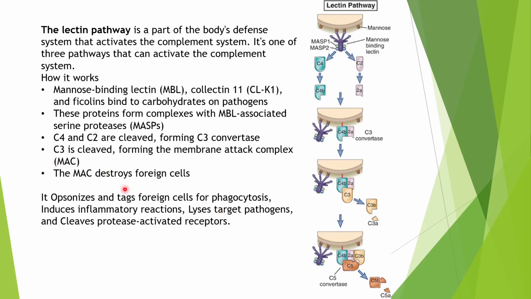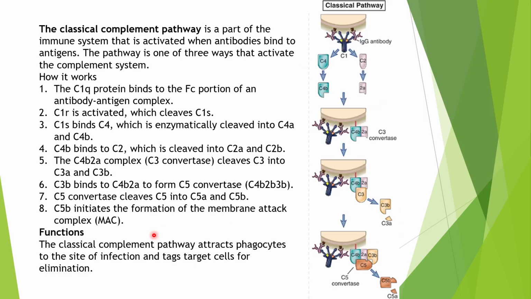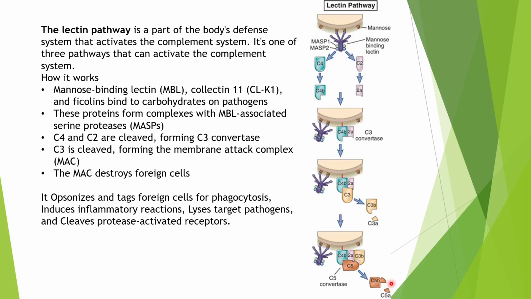And finally, we have MAC complex formation. It opsonizes and tags foreign cells for cytosis, induces inflammatory reactions, lyses target proteins, and cleaves protease activated receptors. So this is the gist of all the three pathways: alternative, classical, and lectin. So C3 is major, common in all of them, and downstream again all the processes are similar.